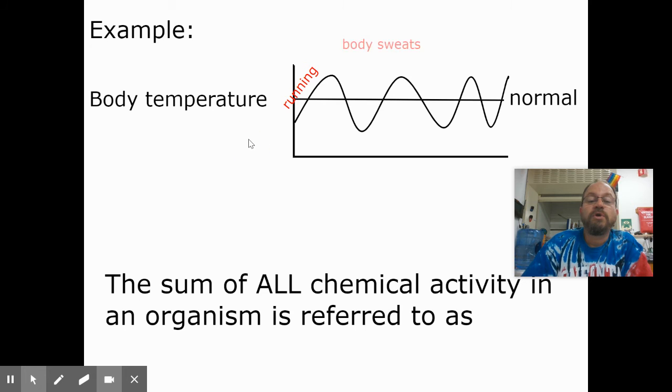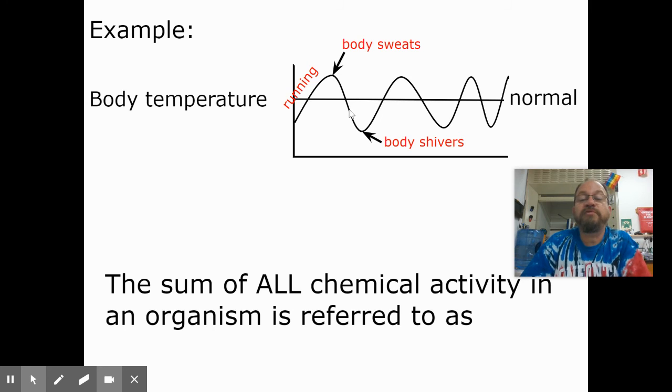The sweating is your body's mechanism for cooling off. When your body starts to sweat, you start to cool off, and you can see how the line drops down. Your temperature goes down. But if your temperature gets too low, your body's not happy there either, and so you start to shiver. Shivering is the way your body tries to generate heat because it's too cold, and so it goes up.